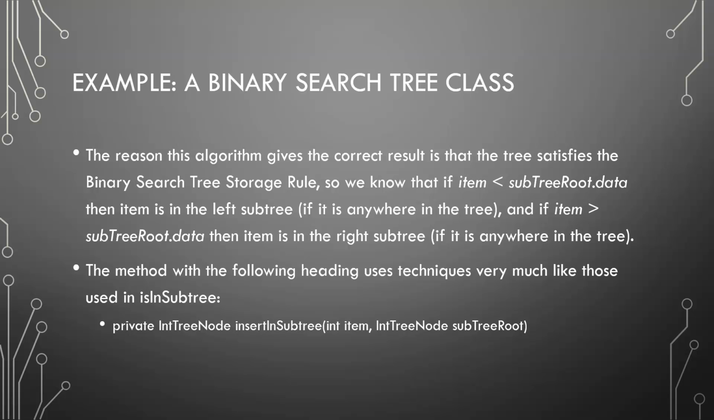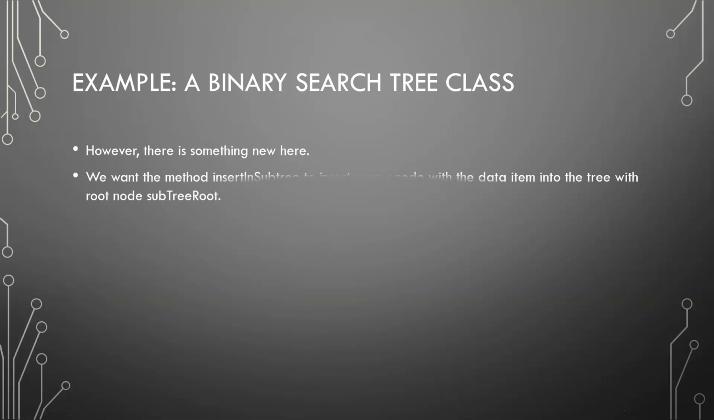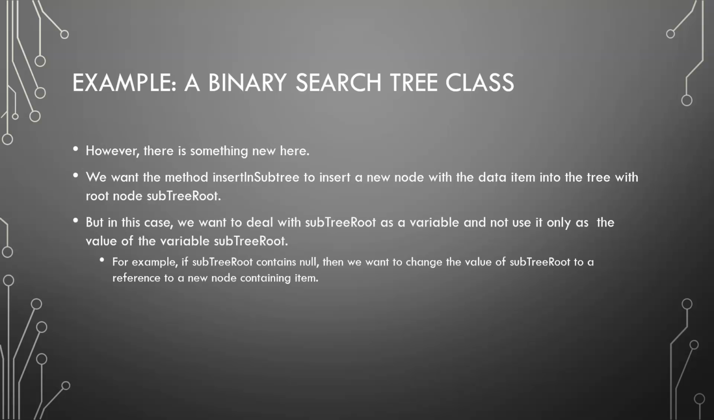private IntTreeNode insertInSubtree(int item, IntTreeNode subtreeRoot). However, there is something new that we want to look at. We want the method insertInSubtree to insert a new node with the data item into the tree with the root node subtreeRoot. But in this case, we want to deal with subtreeRoot as a variable and not use it only as the value of the variable subtreeRoot. For example, if subtreeRoot contains null, we want to change the value of subtreeRoot to a reference to a new node containing item.